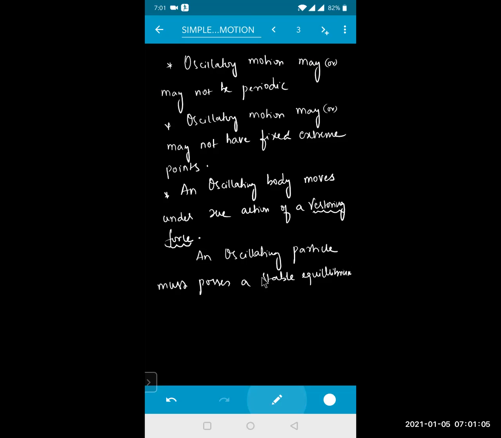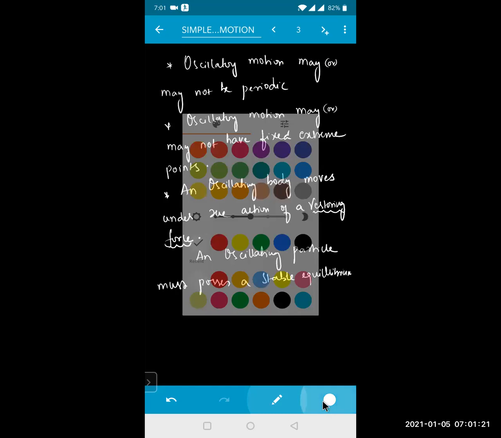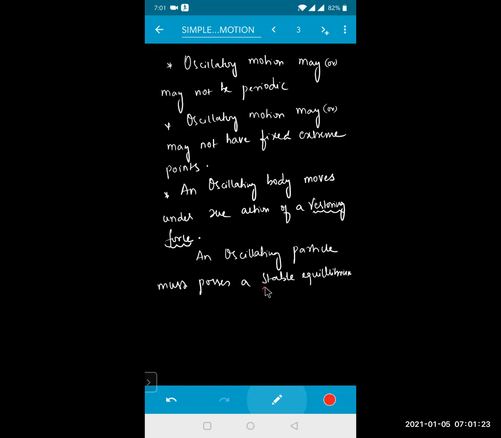If the particle needs to oscillate for a very long time, it means there should be no external force acting on that body. If there is no external force acting on that body, that oscillating body will be oscillating for a very long time. So any oscillating particle must possess what type of equilibrium, beta? It should possess stable equilibrium.